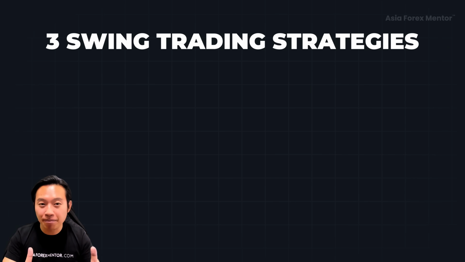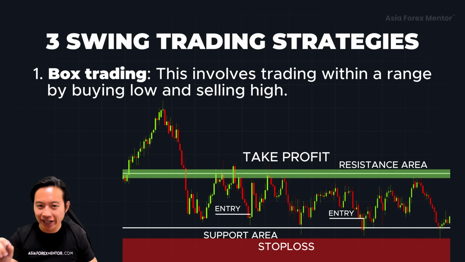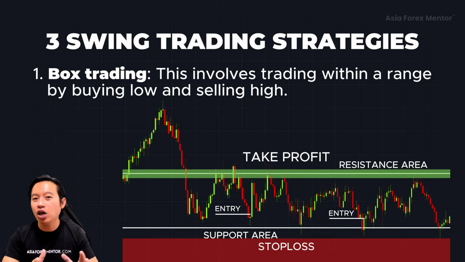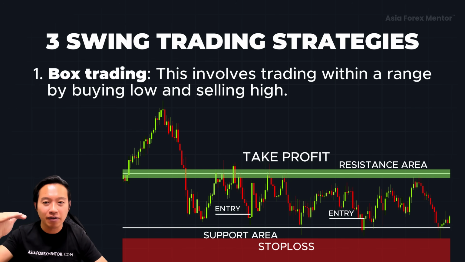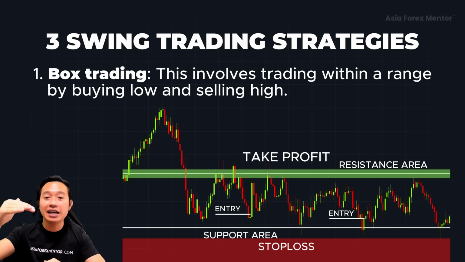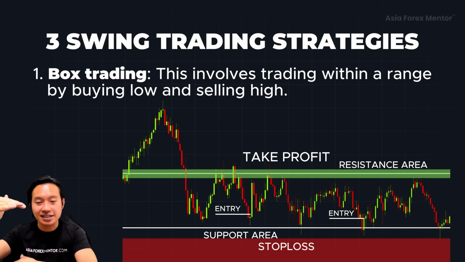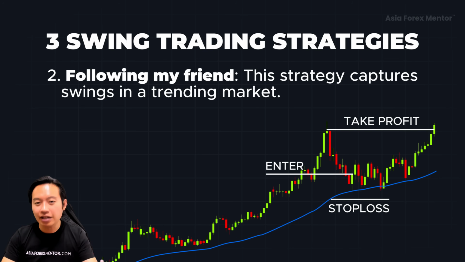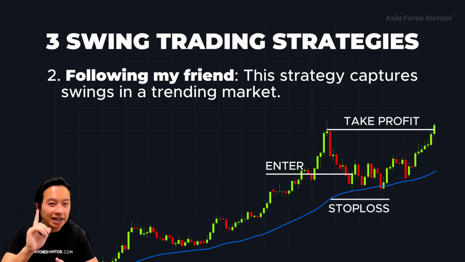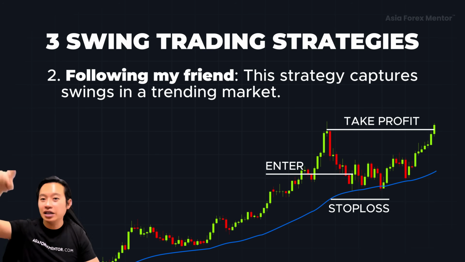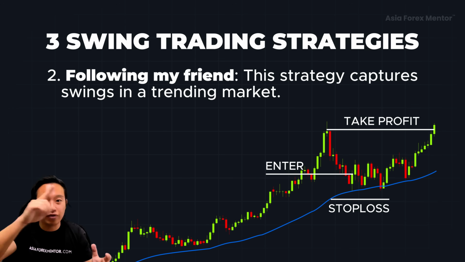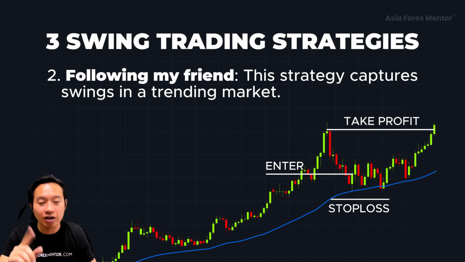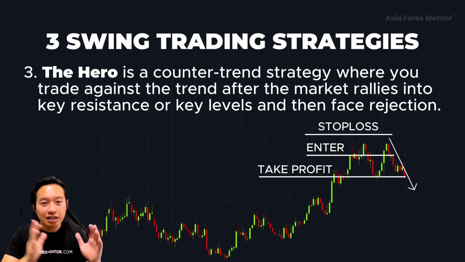So let's sum up the three methods. Number one, box trading. This involves trading within a range, buying at the low and selling at the high, and selling at the high and exiting at the low itself. The second method, trend following. This captures swings in the trending market, because the trend is your friend, and this is one of the best strategies out there.